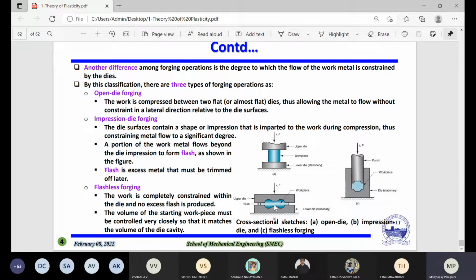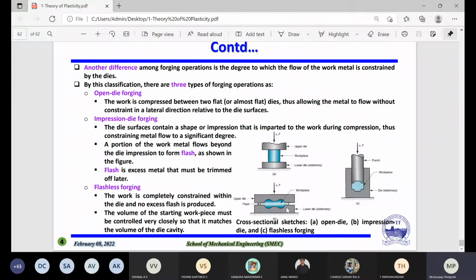But here one more interesting thing you will get: a portion of the work metal flows beyond the die impression to form flash. You can see here, this is the upper die and this is the lower die, and the lower die is stationary, and the workpiece is inside. The moment you give the force with velocity from the top, some of the material you have put inside will come out. This material is known as the flash, or excess metal, and the flash must be trimmed off later.